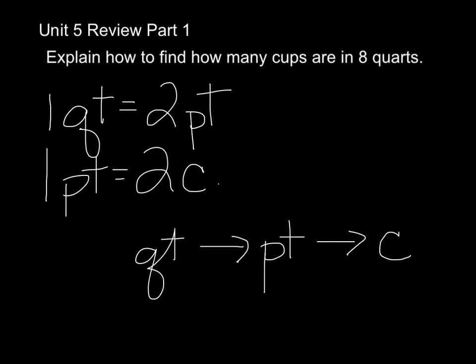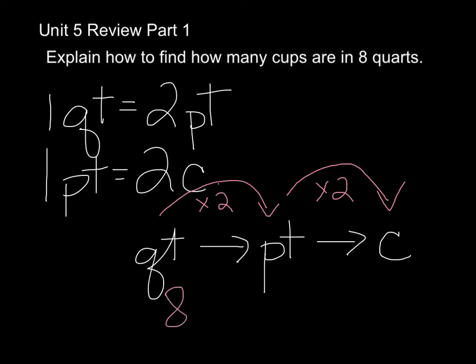With that in mind, I realize that for every quart I have 2 pints. So if I multiply quarts by 2, I can find the number of pints. And since there are 2 cups for every pint, I can take my pints and multiply them by 2 to find cups. So if I have 8 quarts, I can go from quarts to pints by multiplying by 2.